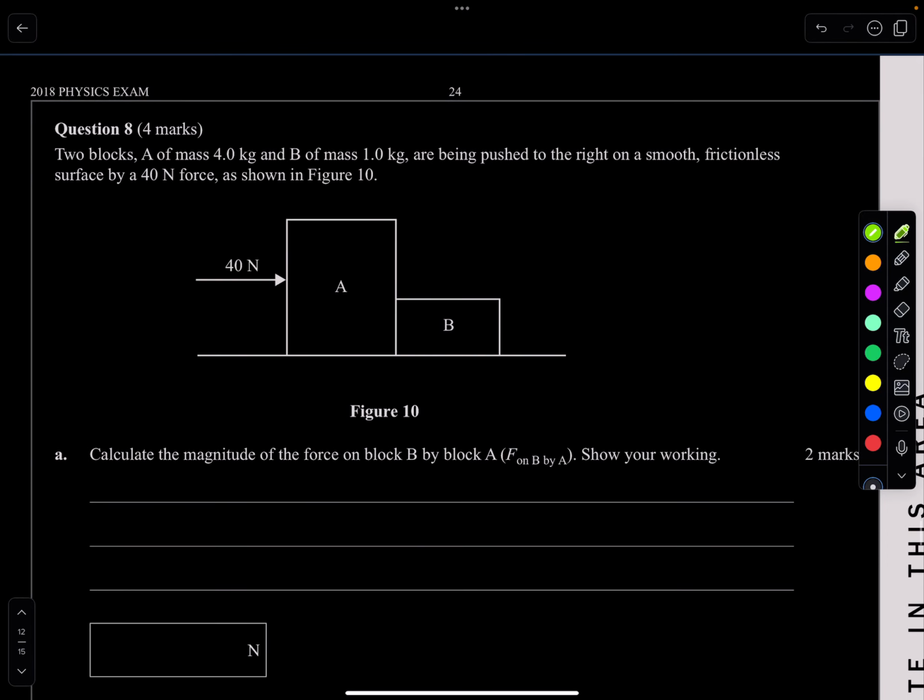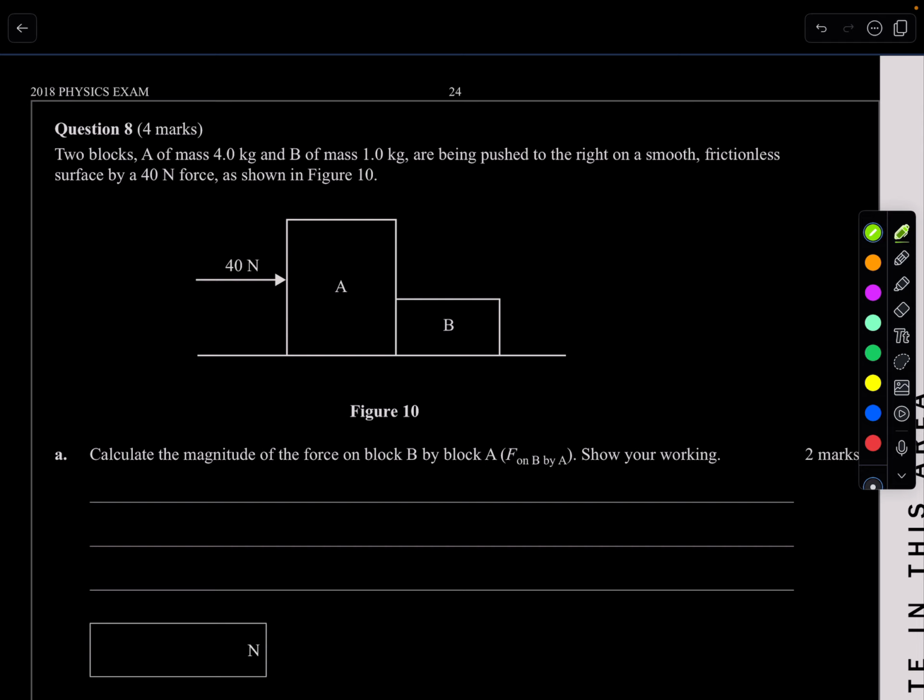Easy. Question 8. Two blocks, A of mass 4 kilograms and B of mass 1 kilogram, are being pushed to the right on a smooth frictionless surface by 40 newtons of force, as shown in figure 10. Alright, a very nice question. Calculate the magnitude of the force on block B by block A.